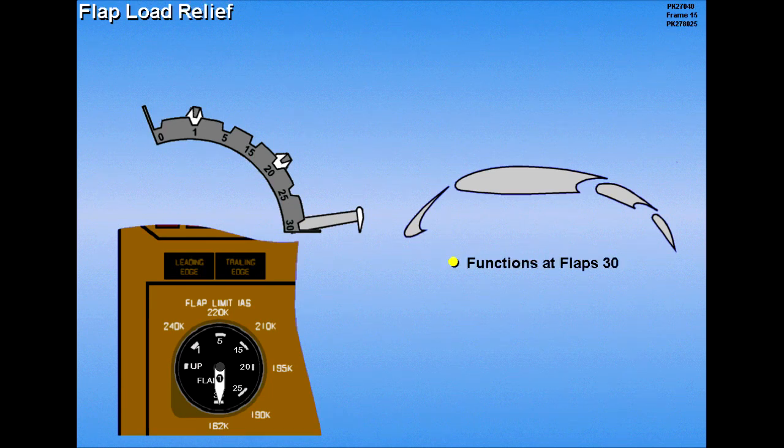Selecting flaps 30 also arms a flap load relief system. When indicated airspeed exceeds the flap placard limit, the load relief system will automatically activate and retract the flaps to 25. The position indicator shows this movement, but the flap lever does not move. As airspeed is reduced below the placard limit, the flaps return to 30.